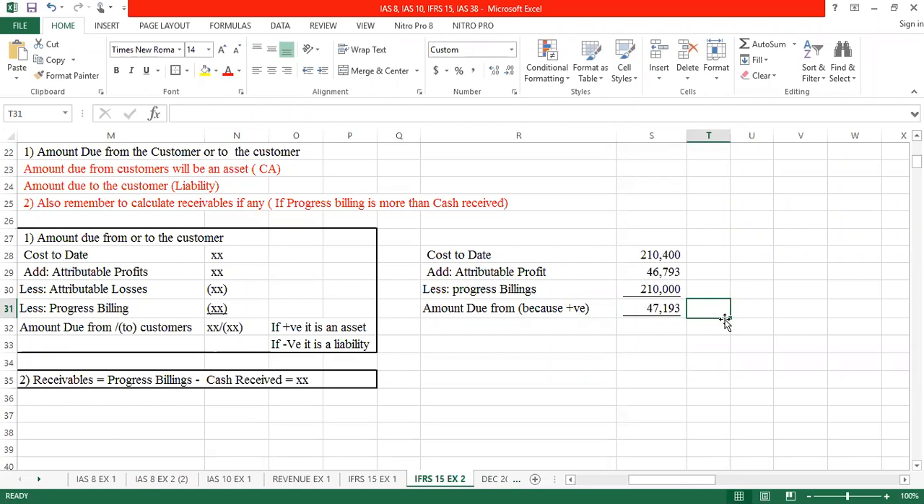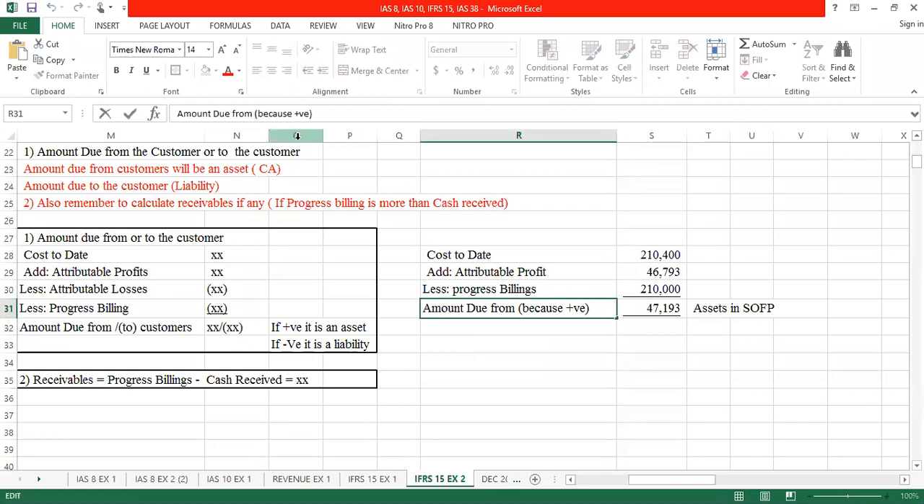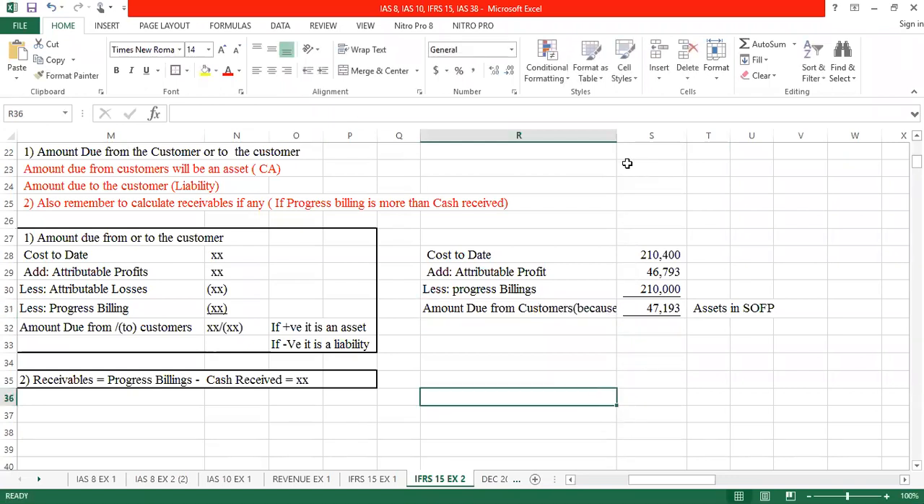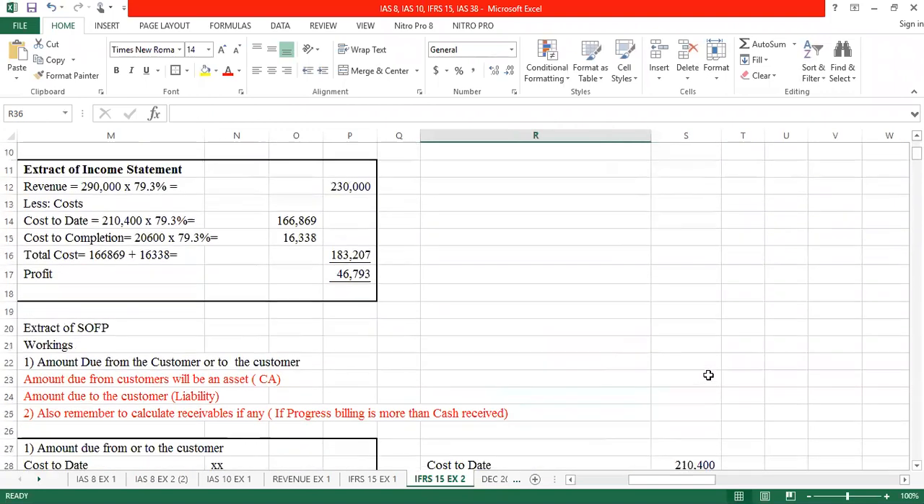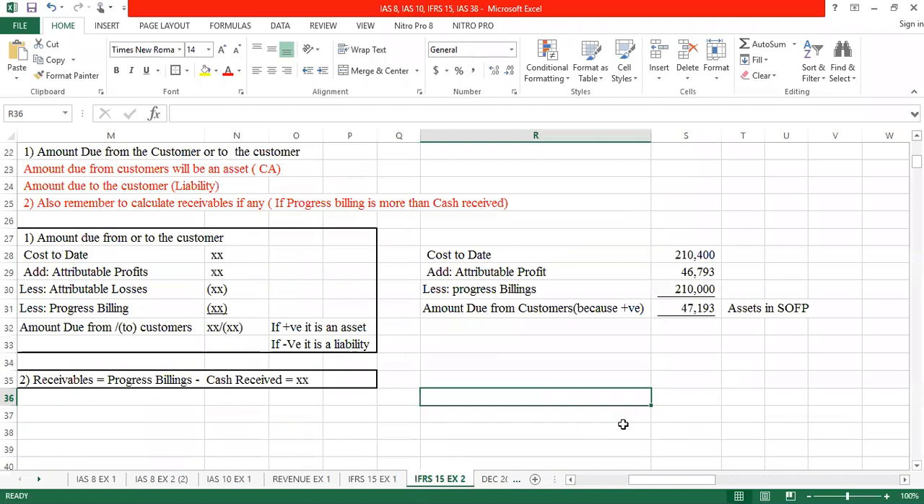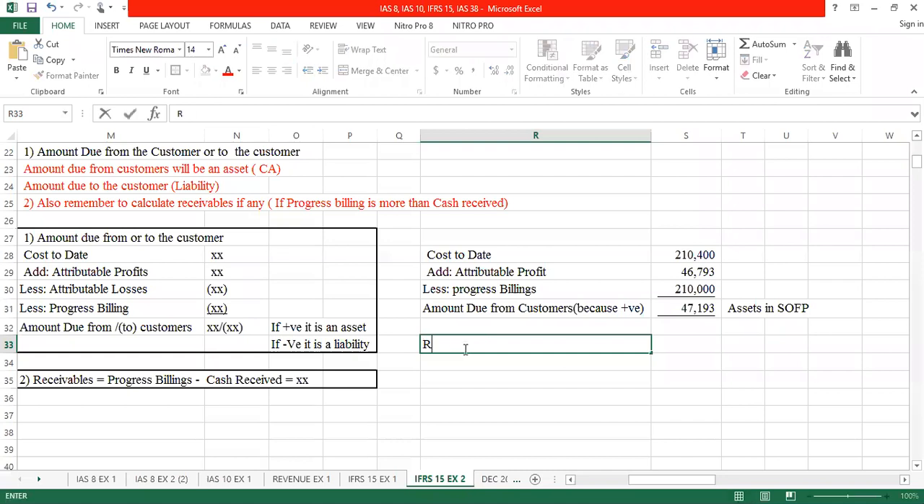So this one will be an asset in the statement of financial position. It will be a current asset, so amount due from, let me write it in full, amount due from customers. So that is an asset. Again, let's check whether there are receivables.